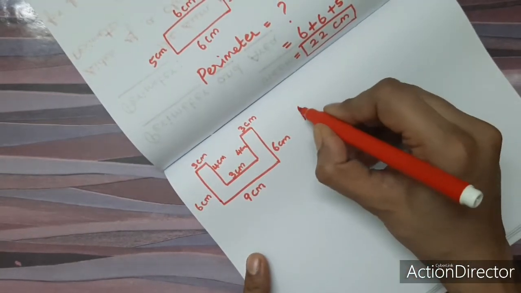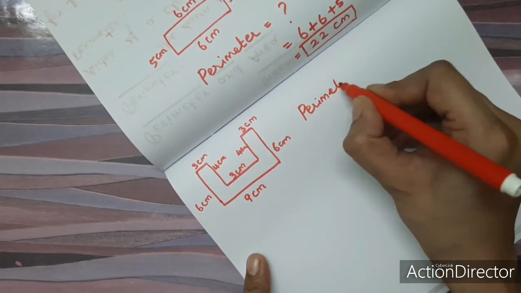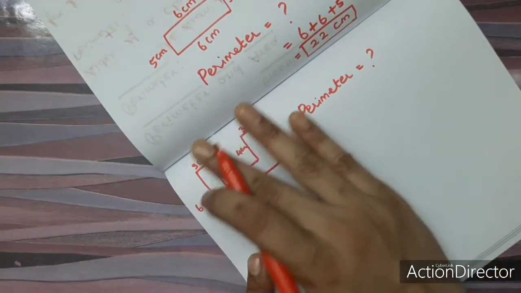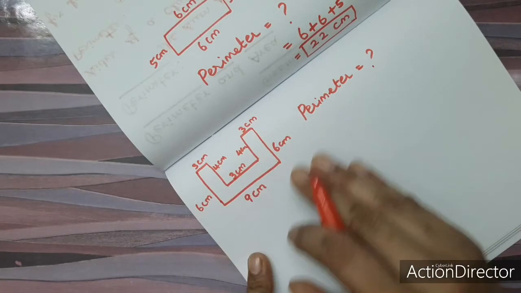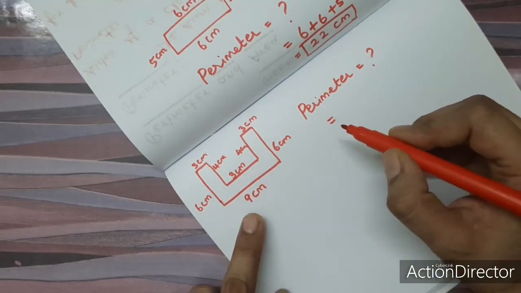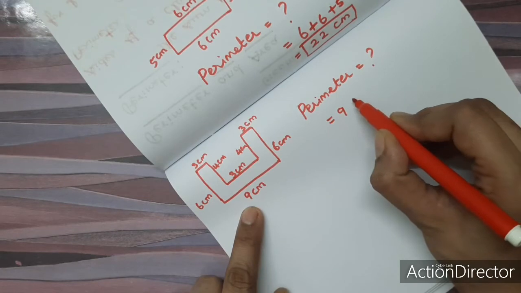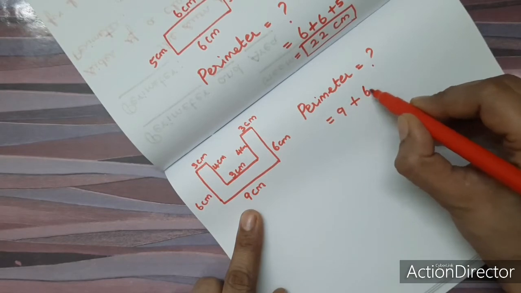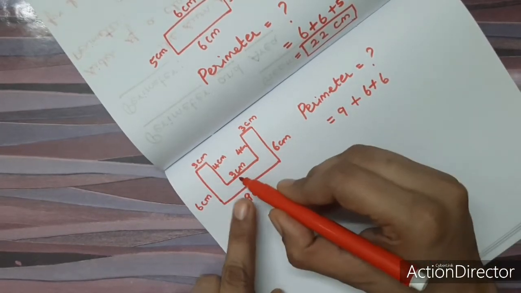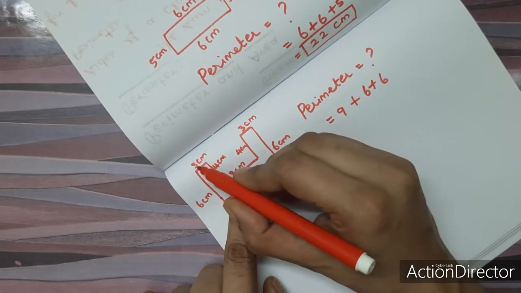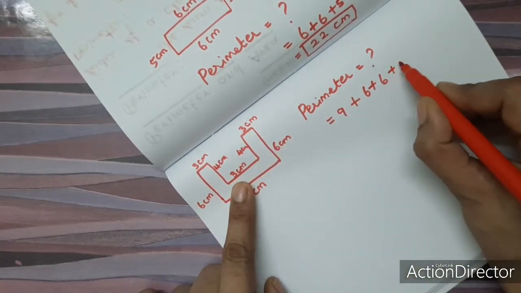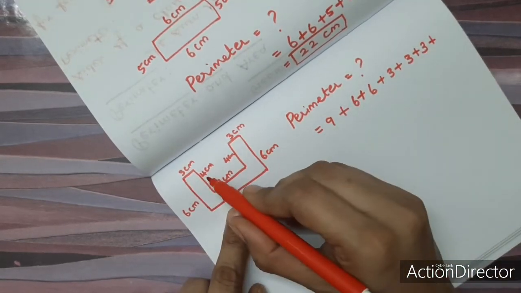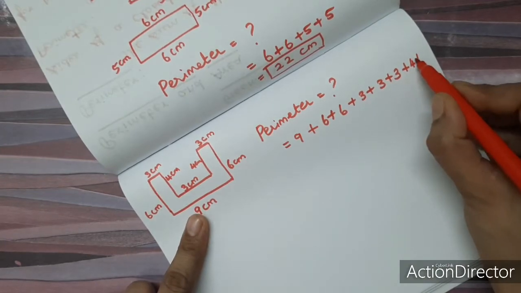Now I want to find the perimeter. How will you find the perimeter? We will add all the sides, all the measurements. So here 9 centimeter, 9 plus, here this is 6 centimeter, this is 6 centimeter, so 6 plus 6. Then here 3 centimeter, 3 centimeter, 3 centimeter, so 3 plus 3 plus 3, plus here 4 centimeter, 4 centimeters.